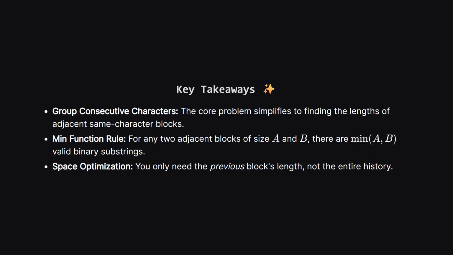So let's wrap it up. We learned that this scary-looking string problem is really just about counting groups. We figured out that the number of valid substrings between two groups is determined by the smaller group. And finally, we optimized our solution to use constant space by realizing we only need to remember the immediate past.